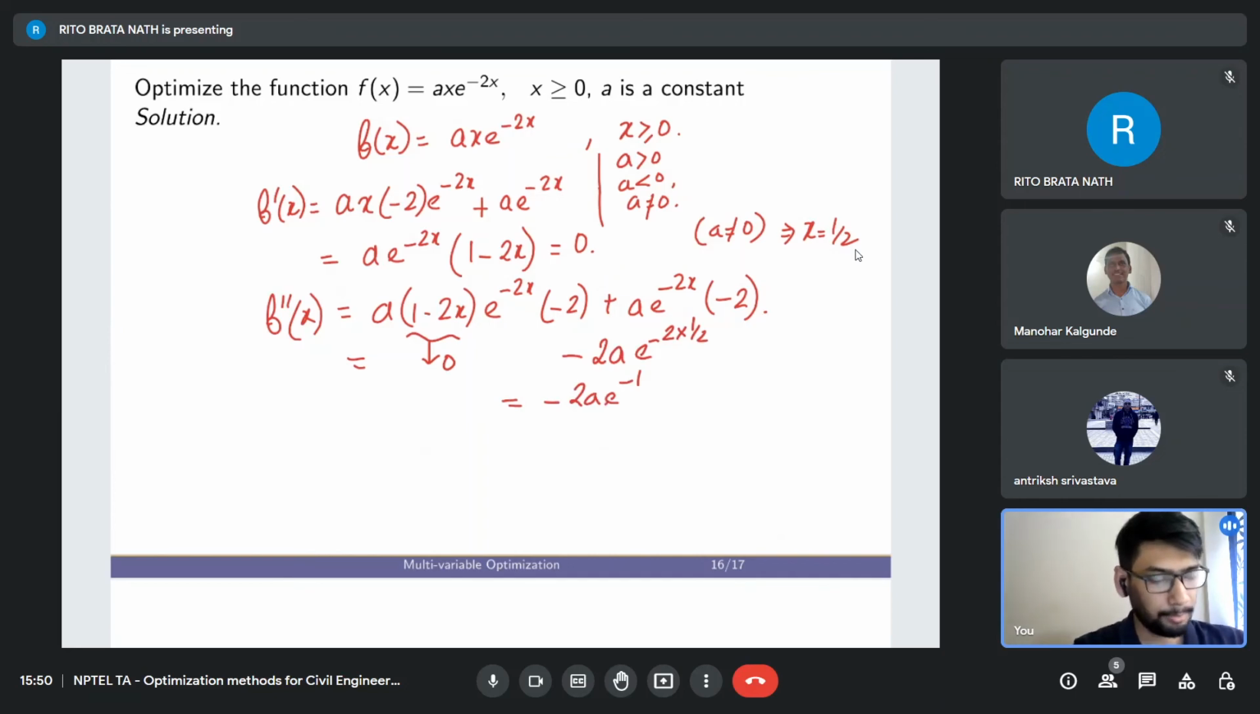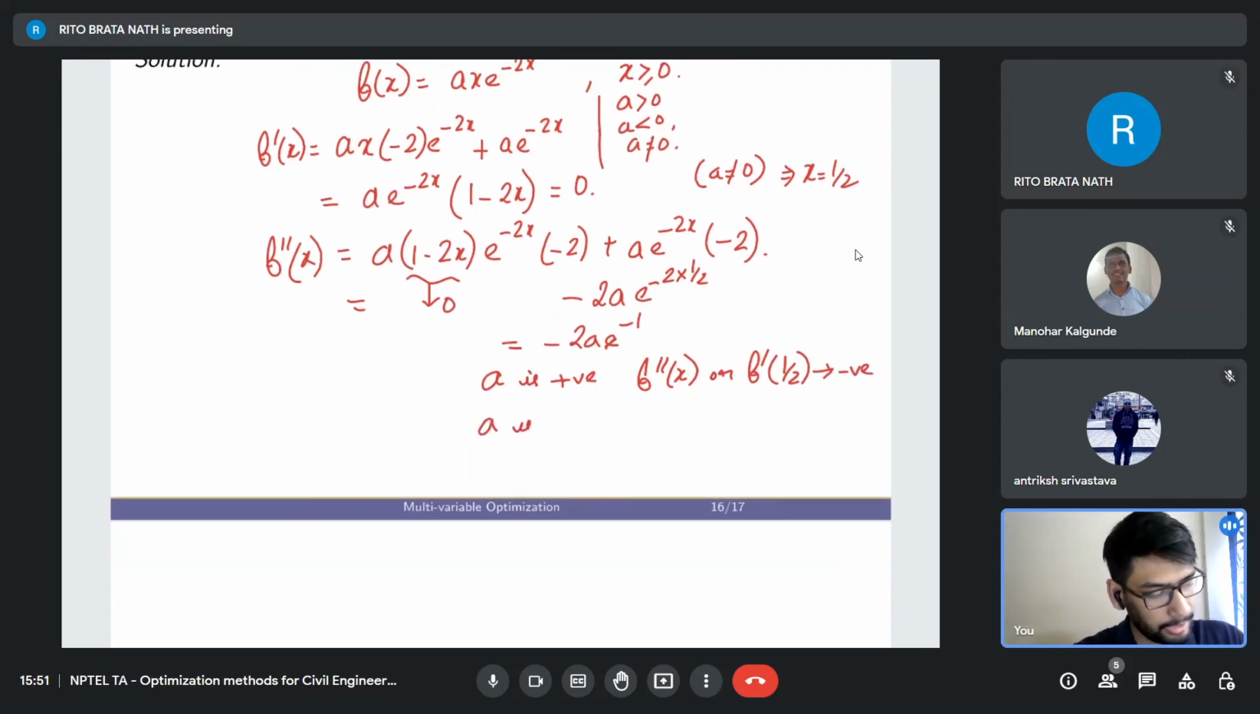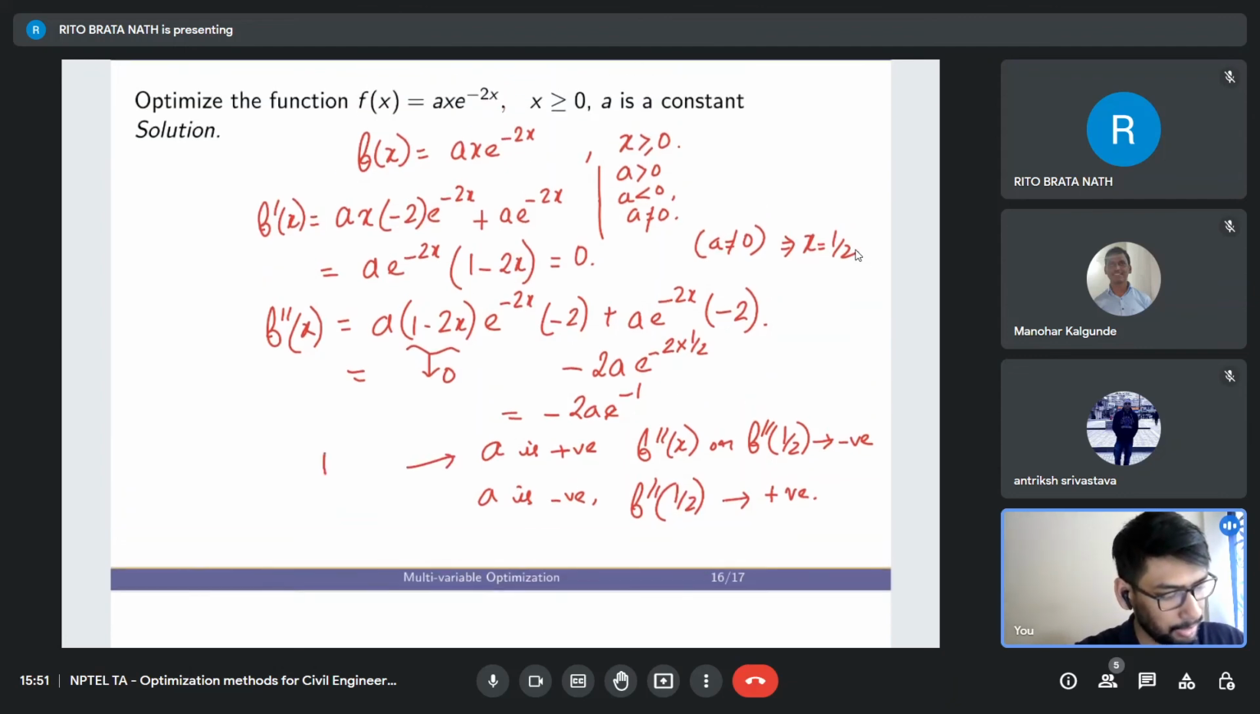Now, suppose you are asked about a maxima or a minima. Depending on the value of a given in the problem, suppose a is positive. Then your f prime half becomes negative. Similarly, if a is negative, your f double prime half is positive. So in this case you will get a maxima, and in this case you will get a minima.